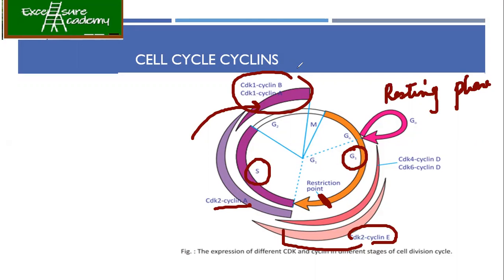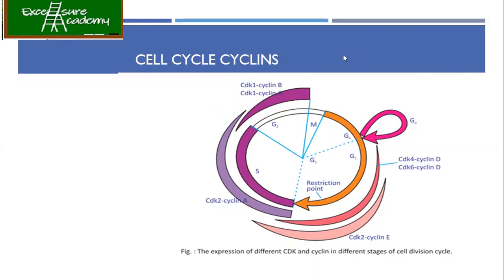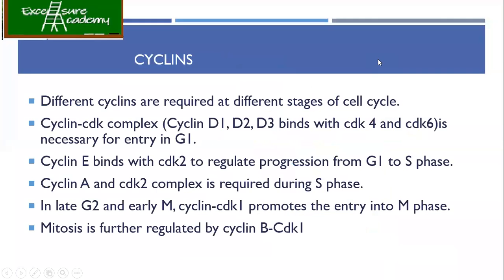Okay. So we'll study the cyclins in detail again. We know that different cyclins are required at different stages of the cell cycle. As already mentioned, in the cyclin-CDK complexes, D1, D2, D3 bind with CDK4 and 6 and are necessary for G1. Cyclin E binds to CDK2 and is required for the progression from G1 to S. And in the S phase, you have cyclin A binding to the CDK2 complex.